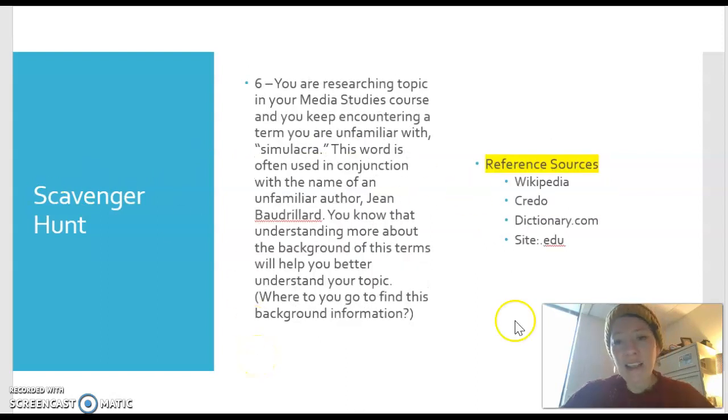And then lastly, something like this: a word comes up, and I have no idea what that word means. Where should I start? I shouldn't go and look for a scholarly source. I shouldn't even go to Google. I should go to a reference source. I should go to Wikipedia. I don't know anything about this, so I'm going to go to Wikipedia and look it up. Credo is a reference source that you'll learn a little bit more about next week.